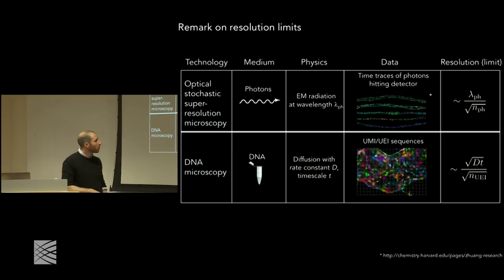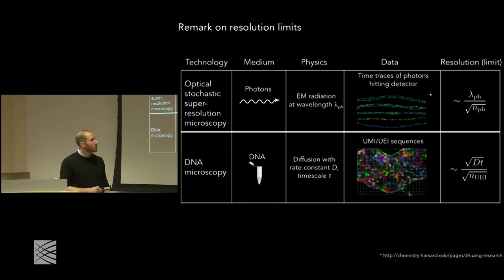In DNA microscopy, what you're also looking at in this case is a point spread function, but instead of the wavelength of light characterizing the fundamental physical length scale, you're looking at a diffusion length scale that's characterized by a diffusion constant and the time scale of the experiment.